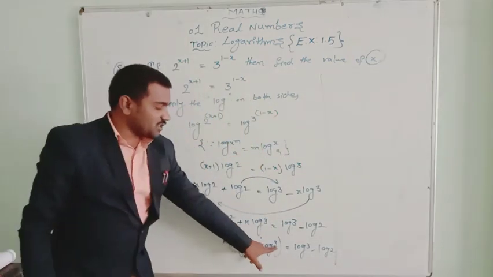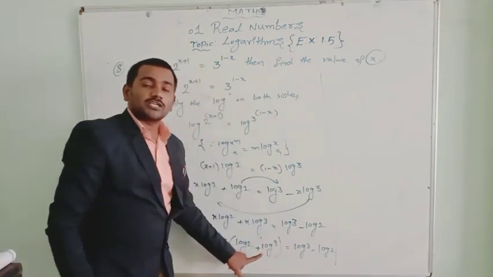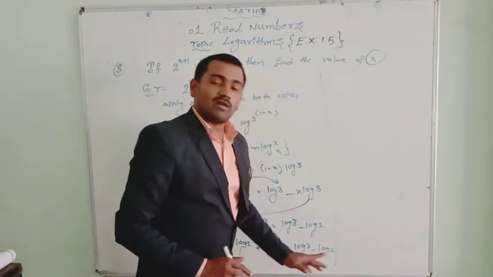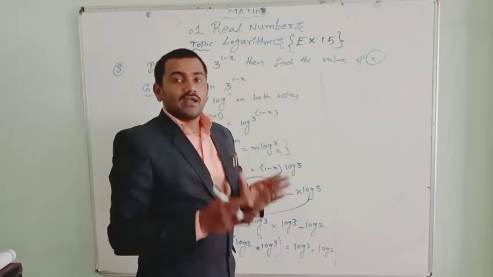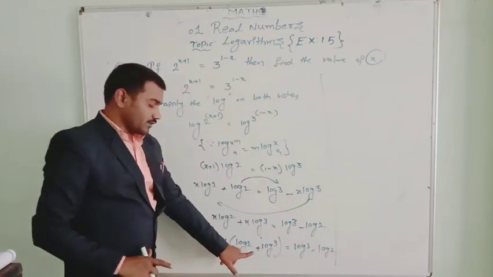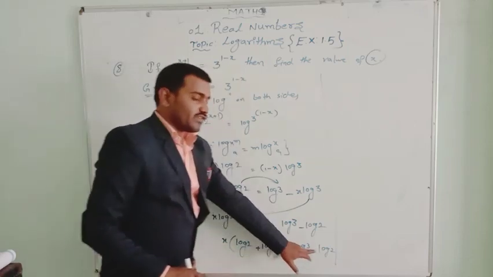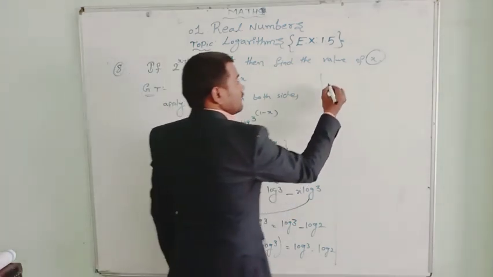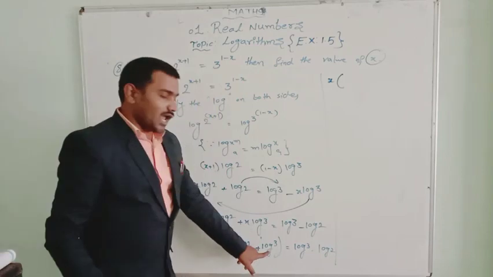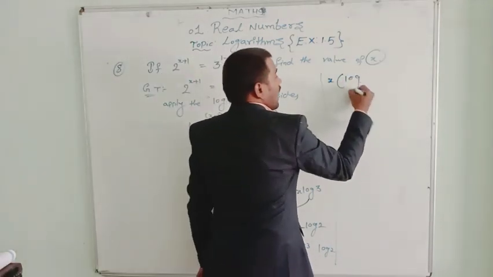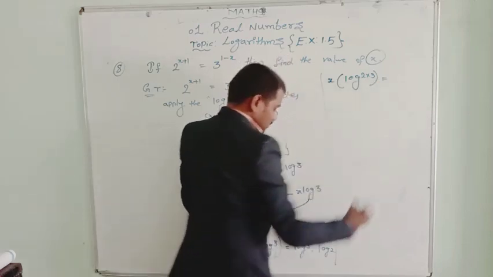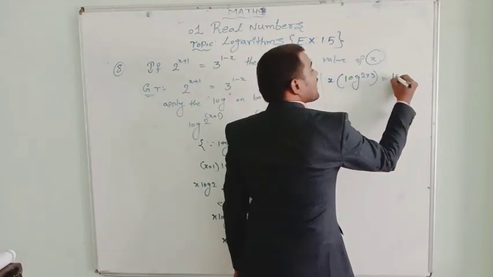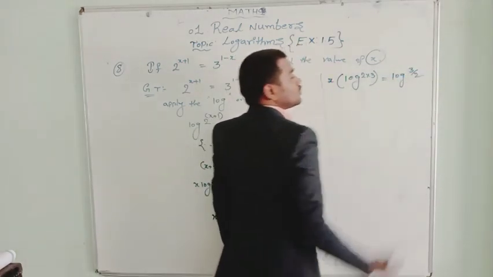Now see the log formulas: log x plus log y equals log x into y, the product formula, and log x minus log y equals log x by y, the quotient formula. So on the LHS, log 2 plus log 3 equals log 2 into 3. On the RHS, log 3 minus log 2 equals log 3 by 2.